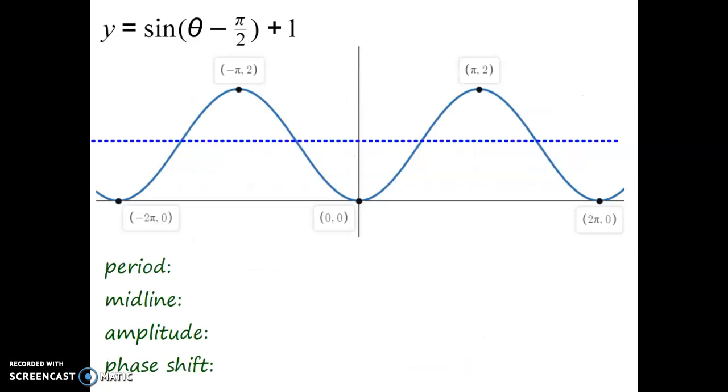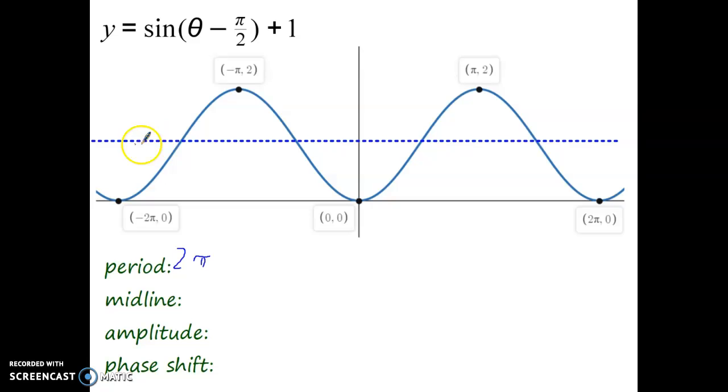Okay, so how about period? I've changed this now to a graph that came off of Desmos, so it's a little bit easier to see. My period is 1 complete rotation. How long does 1 complete rotation take? I can look from the bottom of one trough over to the bottom of another trough, or from the top of a hill over to the top of the next hill. But either way, the distance between those dots is still 2 pi. My period did not change.